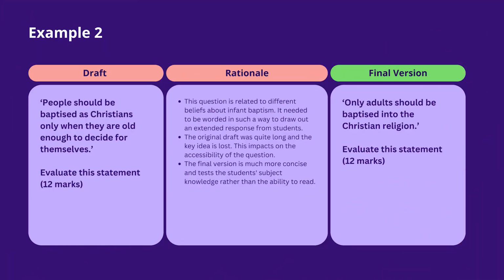I'll also show you now an example of a 12-mark question statement from the 2022 GCSE Christianity paper. You can see that the draft version was quite long, and the key idea about adult or infant baptism was somewhat lost. That would or could have impacted quite significantly on the accessibility of this question. And the final version, though, that reads, "Only adults should be baptised into the Christian religion," is far more concise and tests the subject knowledge more directly, which ultimately is going to give us a more valid assessment outcome.